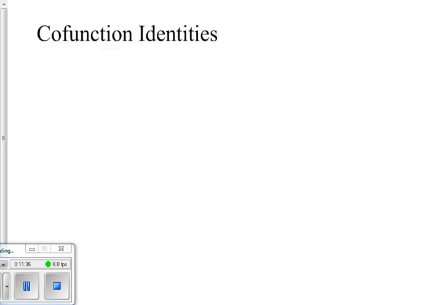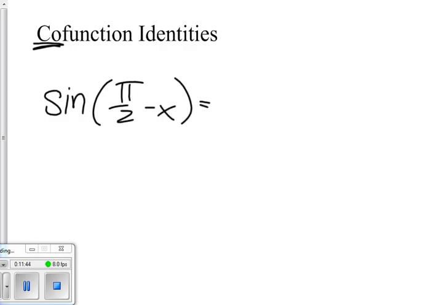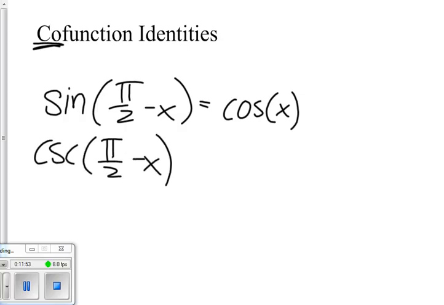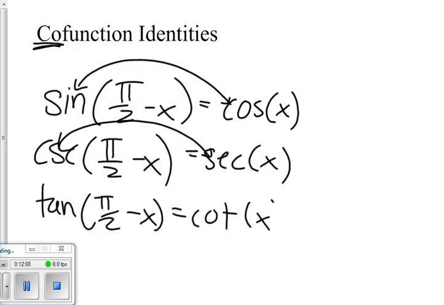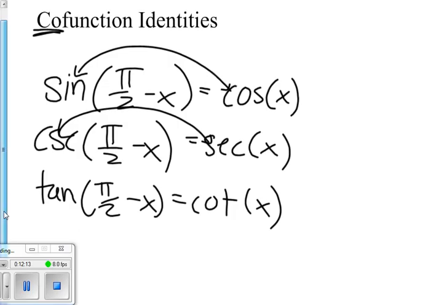Okay. So the co-function identities, these are co-partners. So if we have sine, what is sine equal to? What about cosecant of pi over 2? Secant. And then you can flip these, right? And then the last one is tangent. Any questions on those?